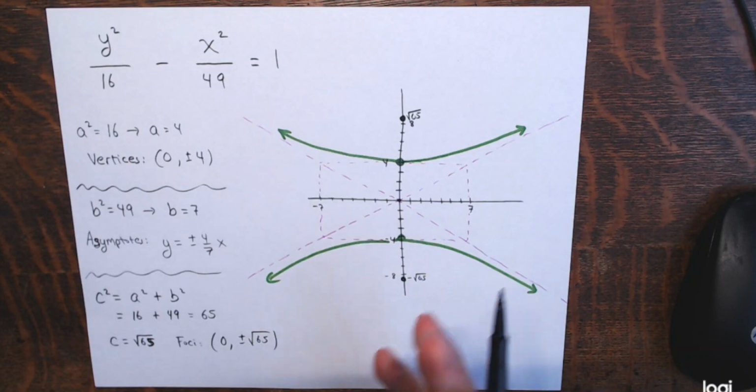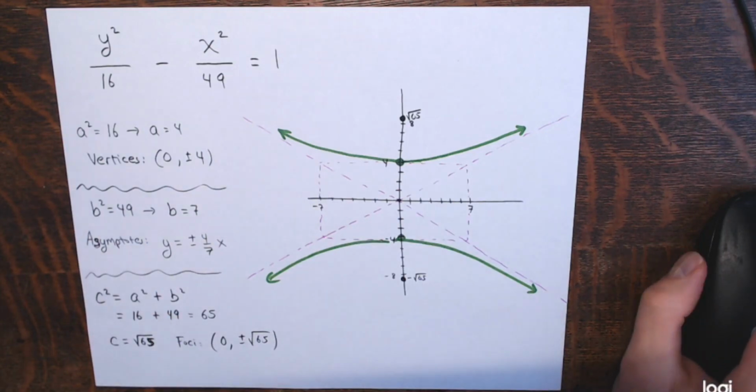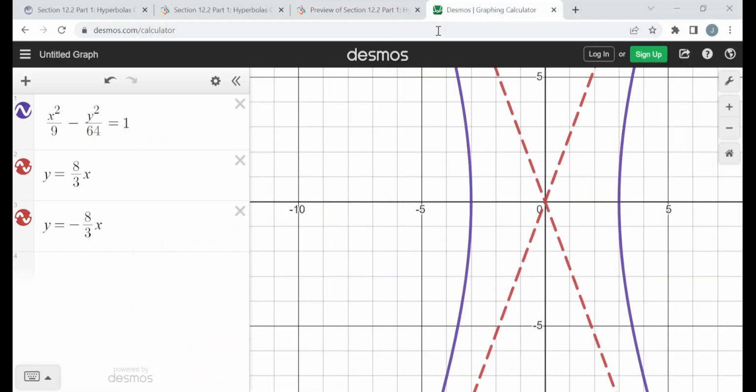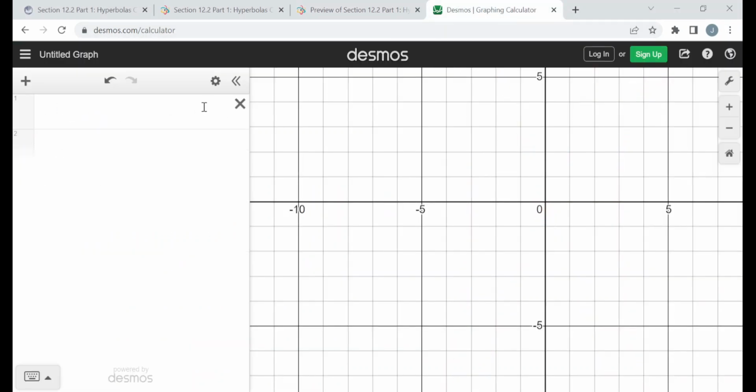And again, you want to see if this actually matches up. If everything looks good on the Desmos site, go ahead and do that. I'm not going to do it for every single one, just for these first several.